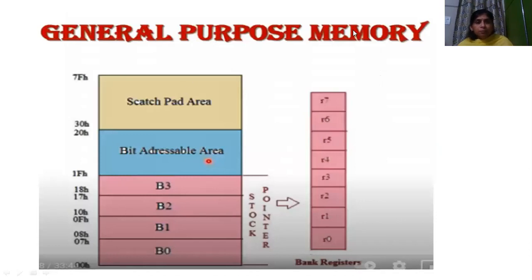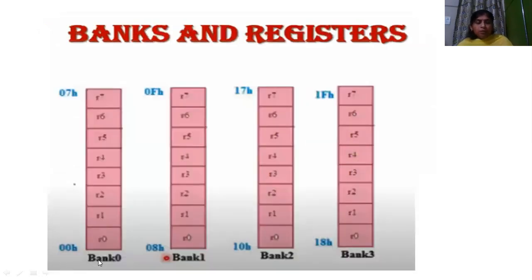This is the general purpose memory having 4 banks, B0, B1, B2 and B3. These are the addresses given from 00H to 1FH. This is the bit addressable area and this is the scratch pad area. Each bank consists of 8-bit registers. This is bank 0, address 00H to 07H, with 8-bit registers R0 to R7.